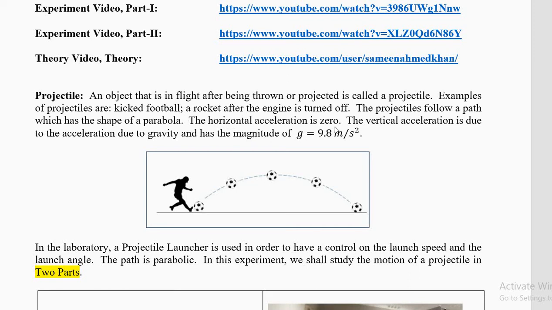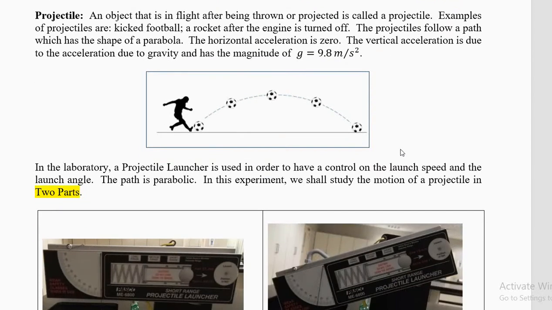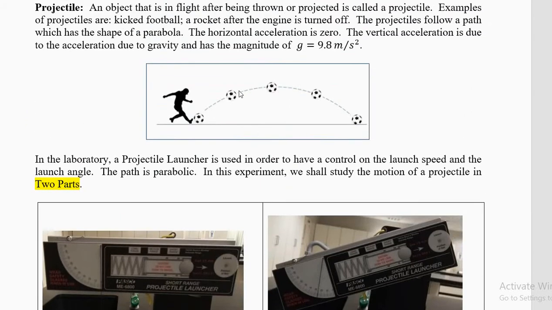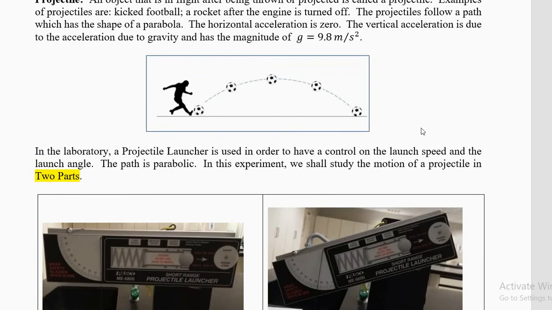Now the horizontal acceleration is 0, and the vertical acceleration is due to gravity, with a magnitude of 9.8 meters per second square. Just remember your football: this path is part of a parabola and it will be symmetric. If you draw a line from the center, the left part will be the same as the right part.